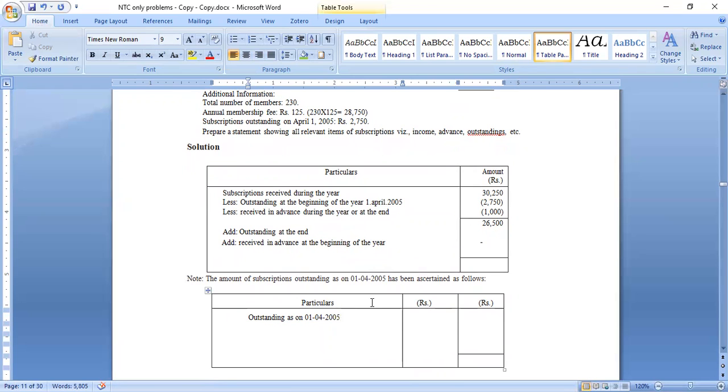So outstanding in the beginning 2750, and actual received 2500. 250 still outstanding.